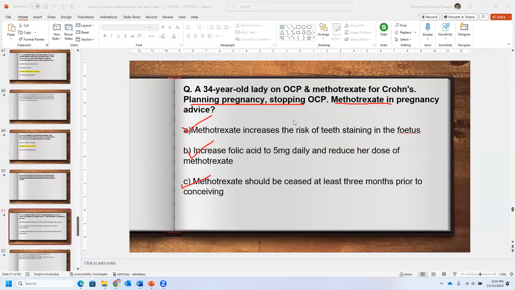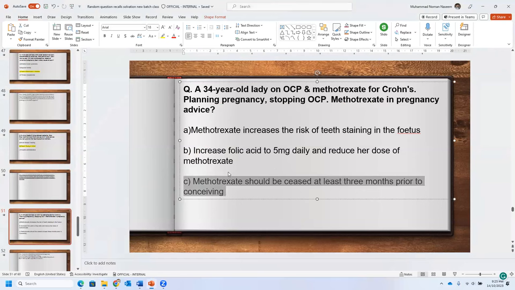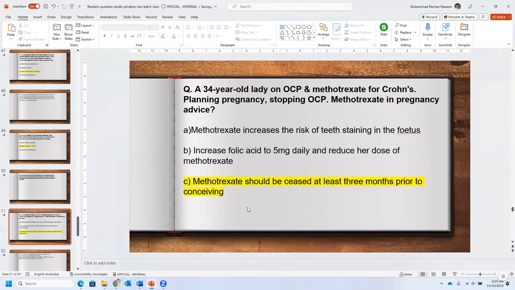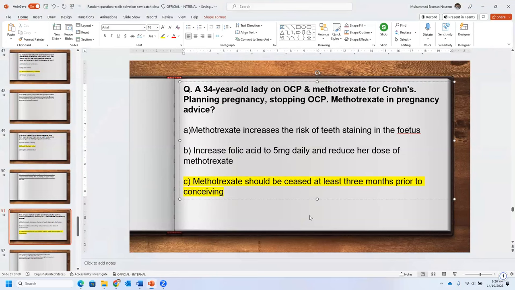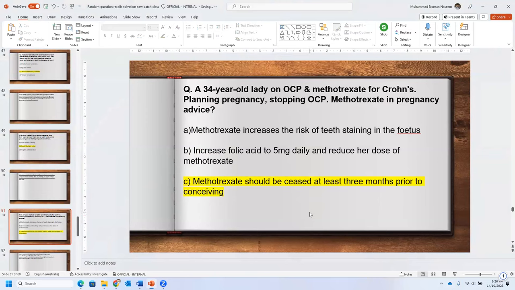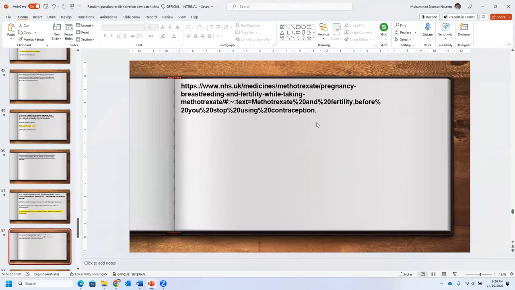Why are we stopping the methotrexate? Can anyone tell me? You're absolutely right. Very good. It's teratogenic. Even with a low dose, it can cause problems during embryogenesis or organogenesis of the baby. We always advise this in both males and females, because in males, if they are thinking of having a baby, they should stop taking methotrexate because it causes aspermia as well as changes in the morphology of the sperm. In females, it is teratogenic. So cease it 3 months before the pregnancy.